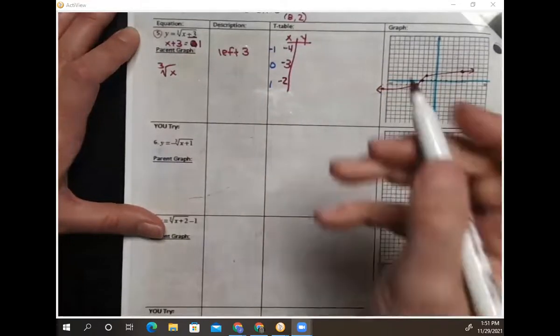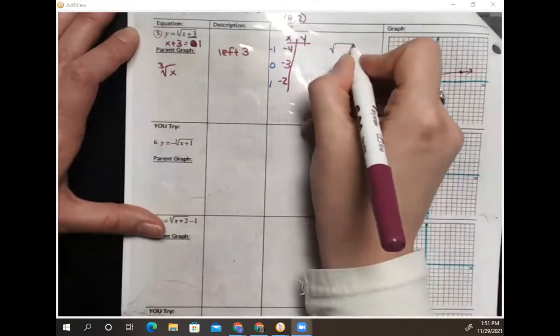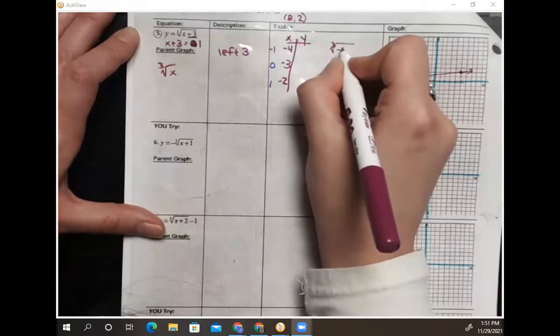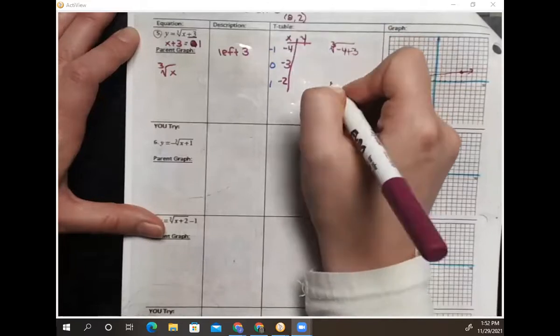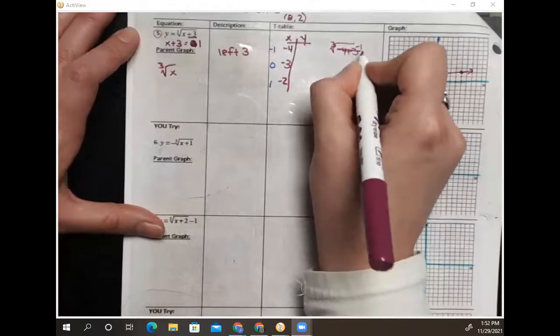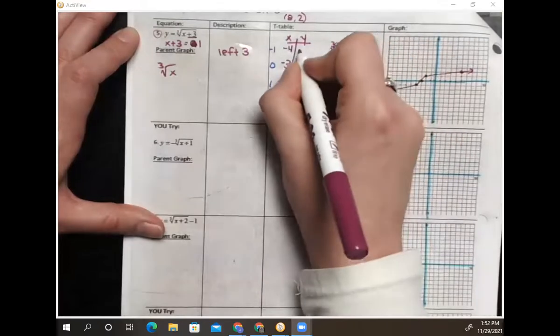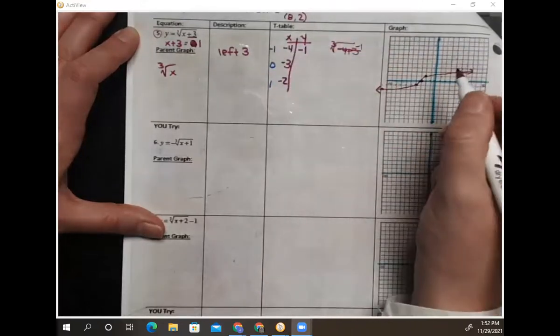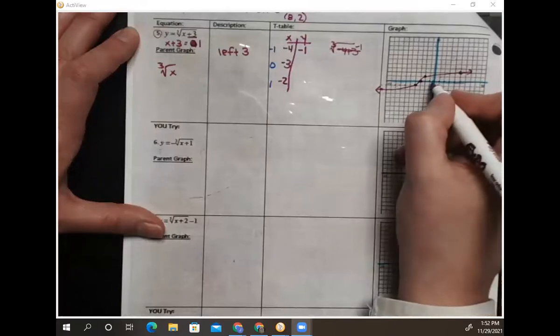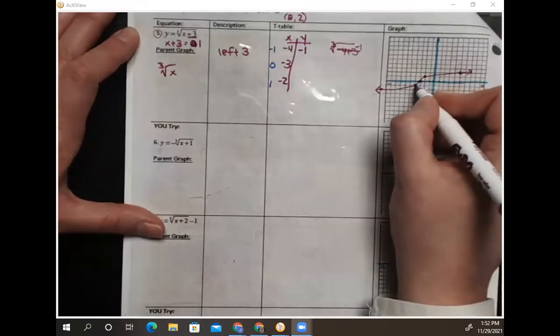So let's go ahead and do that here. This would be the cube root of negative 4 plus 3. Negative 4 plus 3 is negative 1. The cube root of negative 1 is negative 1. So I should have the point negative 4 comma negative 1 on my graph. 1, 2, 3, 4, negative 1.